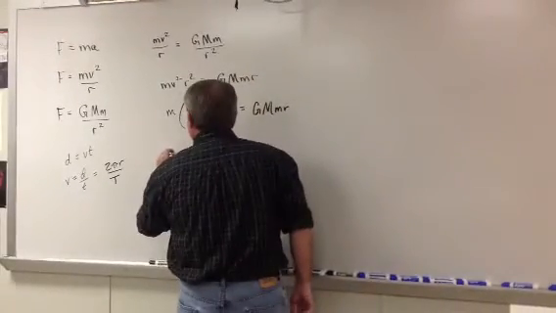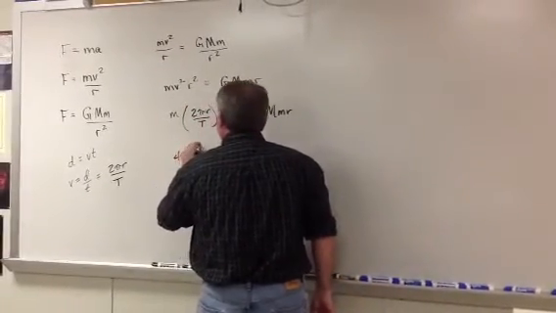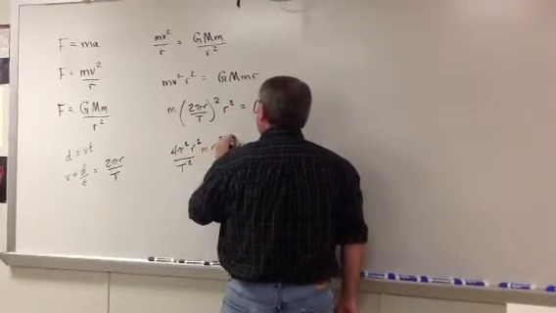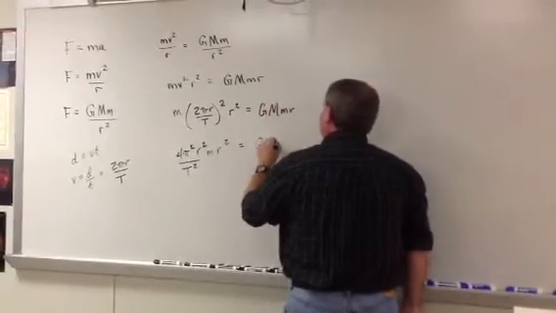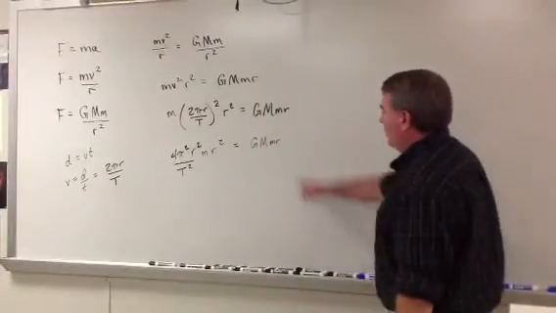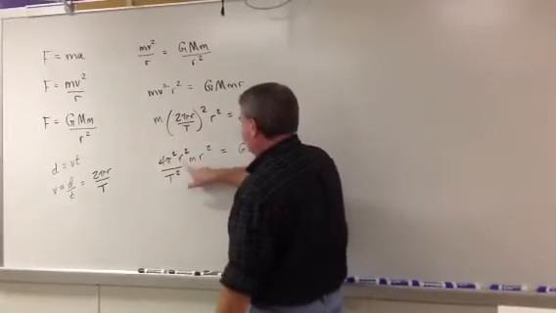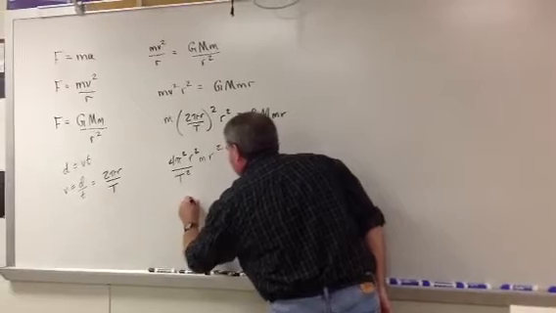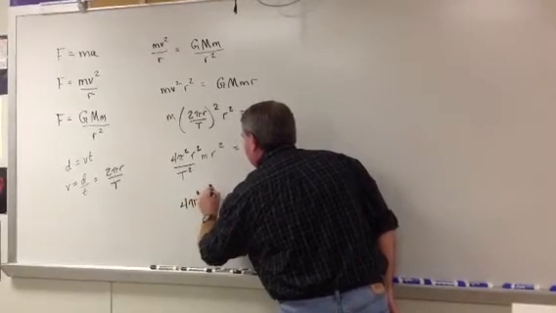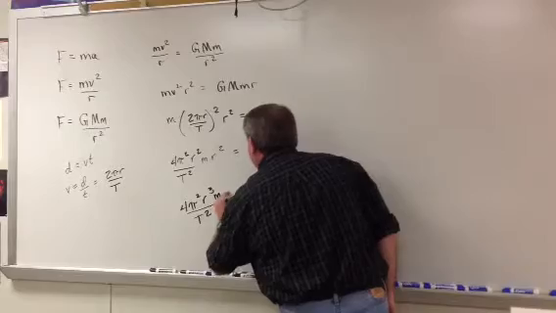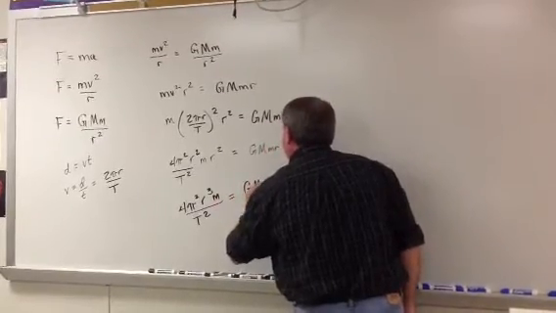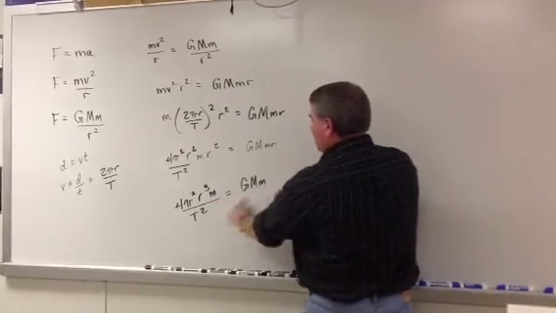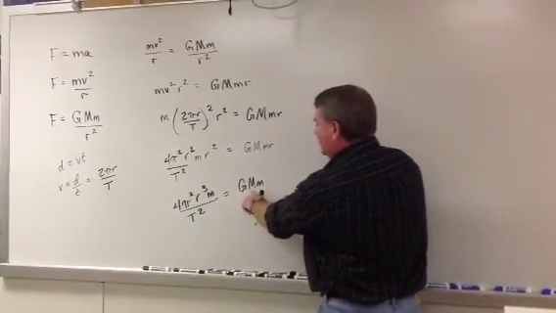This is going to be 4 pi squared r squared over T squared times m times r squared is equal to GMr. We're going to divide by r and then multiply these. We're going to be left with 4 pi squared r cubed m over T squared is equal to GMm. The next step, we can divide by the small masses. So we're left with the mass of the primary body.